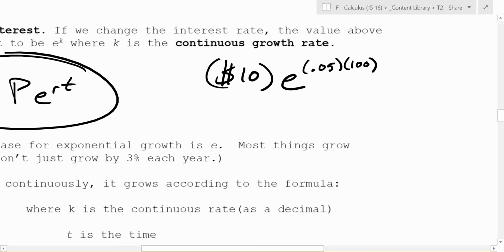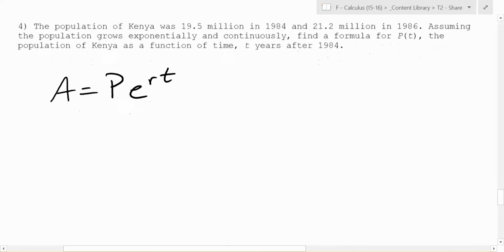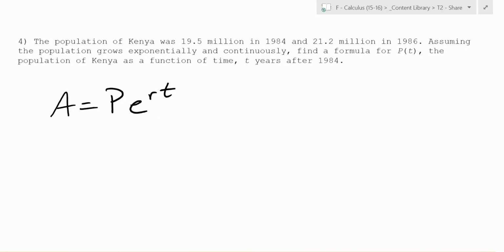So if we put $10 in the account right now, and it's compounded continuously at 5% for 100 years, how much money do we have? Someone do that on the calculator and tell me what that is. Exactly. A equals P e to the what? RT. Exactly.